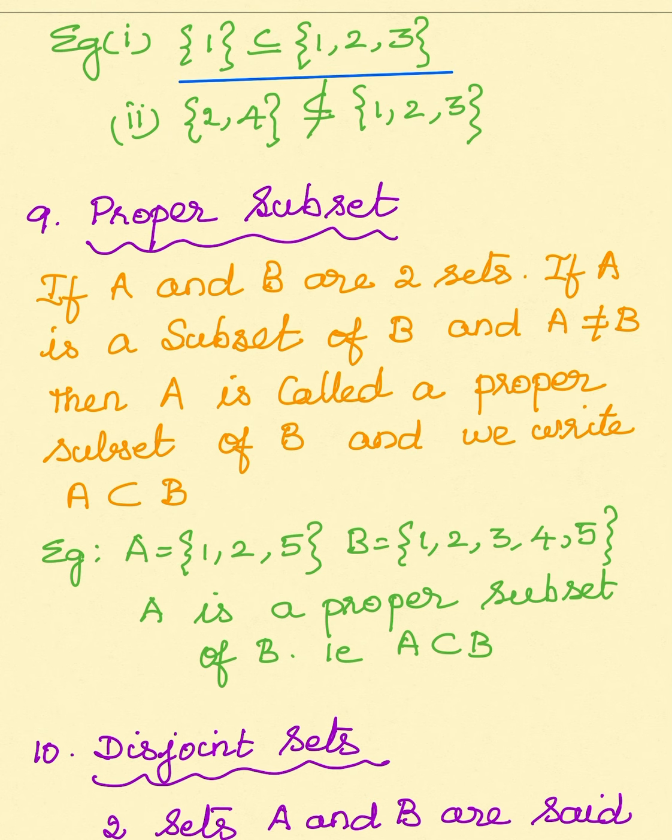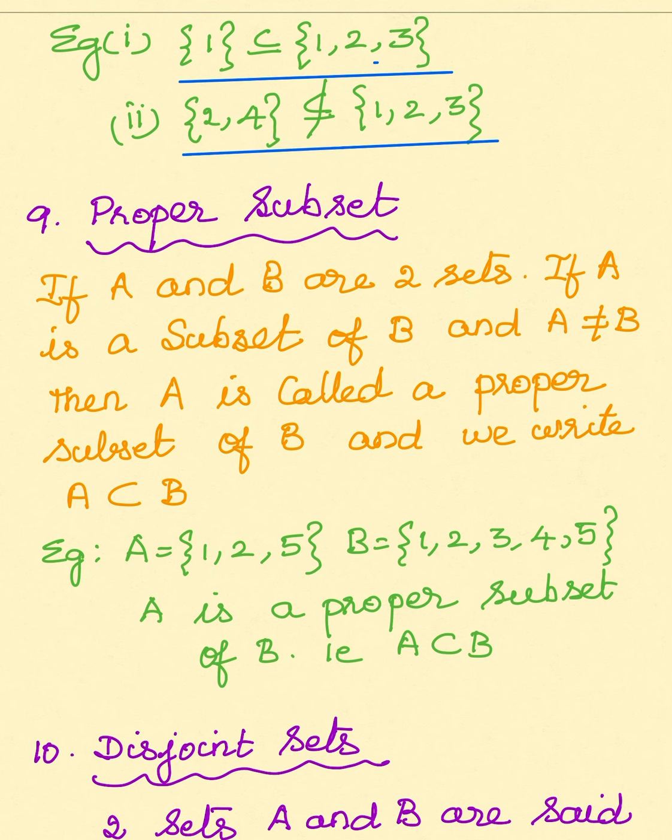See, it is a subset of this set 1, 2, 3 because this element is present in this set. 1 is present in this set. So let us take the set with 1 as set A and 1, 2, 3 as B. You see this 1 is present in this. So you say this set with element 1 is a subset of the set which has elements 1, 2 and 3.